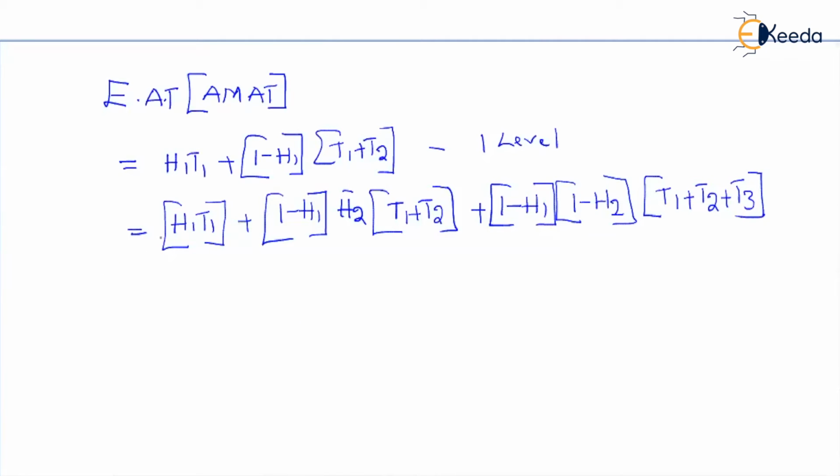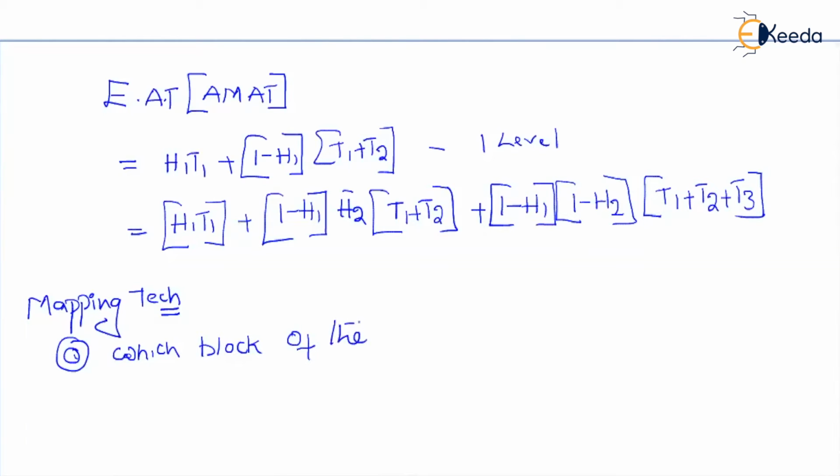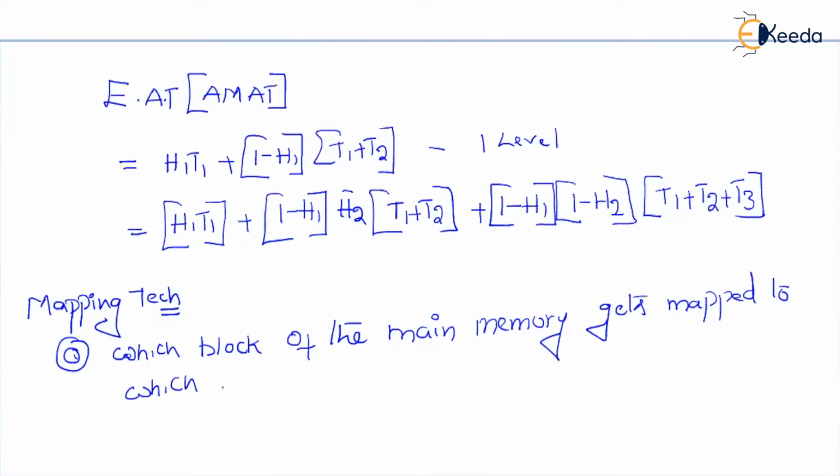Okay. Now, when it comes to the mapping techniques, the actual question is generally: which block of the main memory gets mapped to which block of the cache memory? Which block of cache?